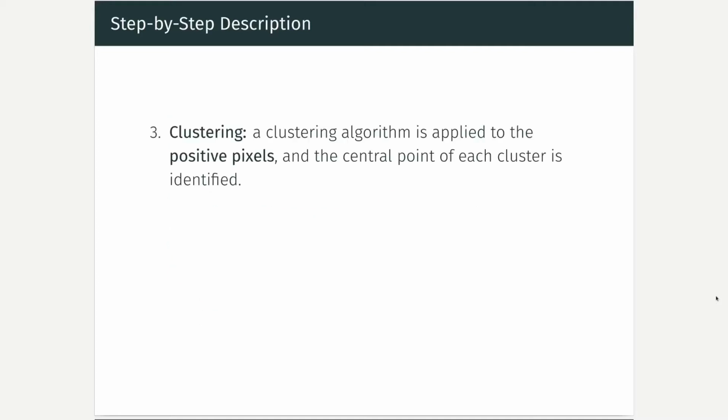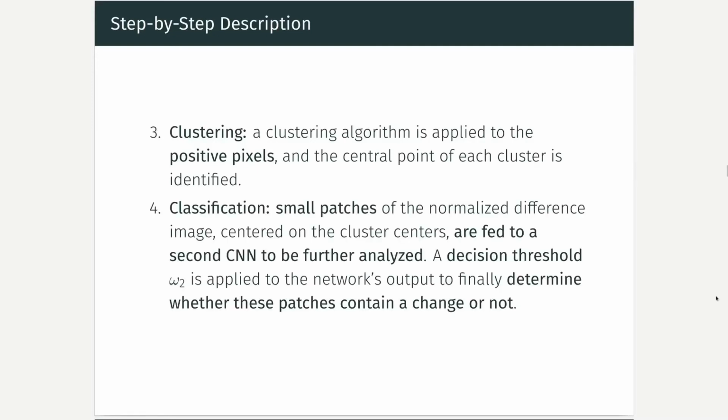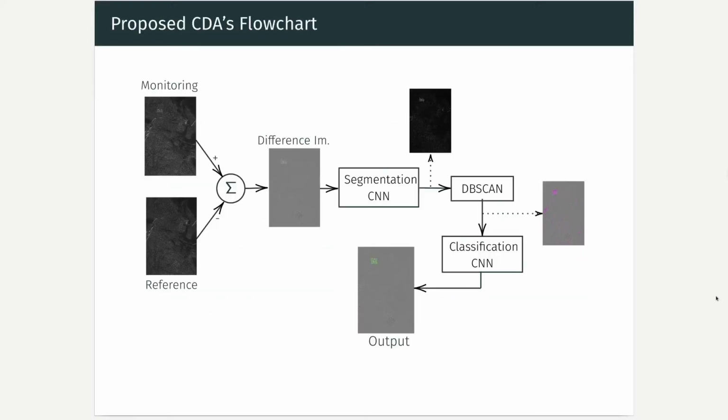Next, we do a clustering, and it will search for clusters of positive elements in the binary mask that was generated before, and finds these clusters and determines the central points of them. And finally, the classification. Small patches around the center of possible changes that were found by the clustering algorithm are fed to a second CNN, which will analyze further whether each one of these patches contains a target, a change or not. Let's now visualize how the algorithm works.